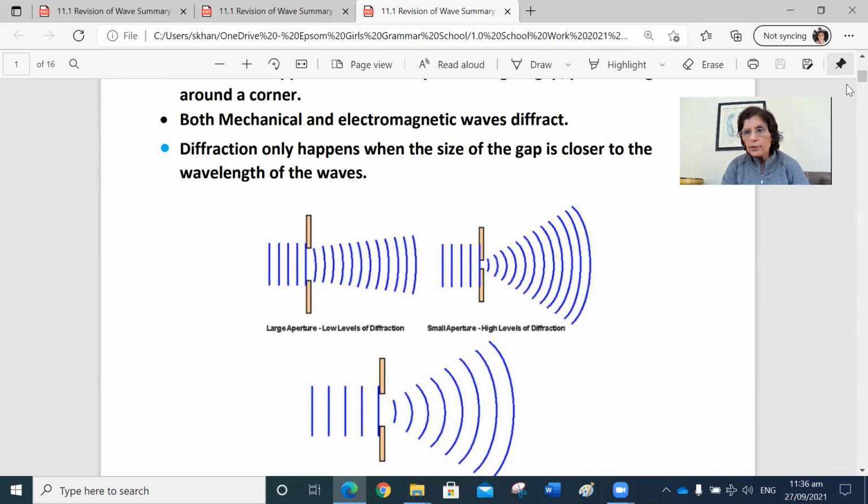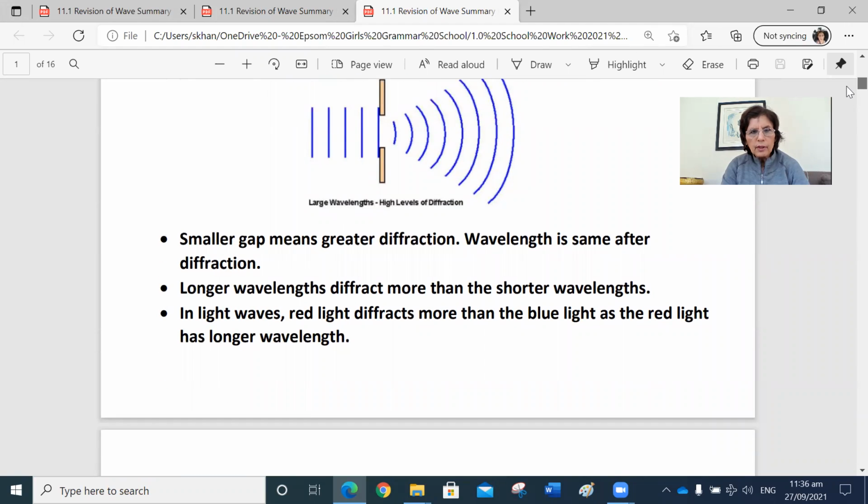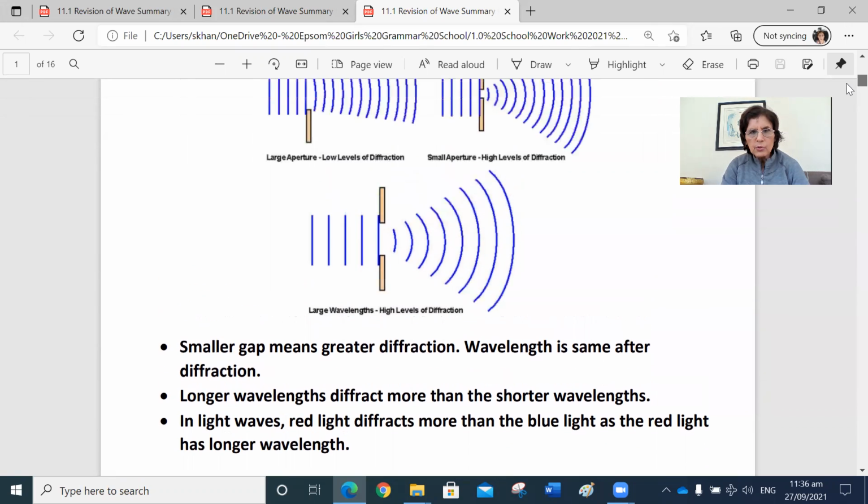So in summary, diffraction depends on the wavelength, and it also depends on the size of the gap. Diffraction happens in all different types of waves, whether they are mechanical waves like water waves, or electromagnetic waves like light waves or radio waves. If you compare light waves, blue light has a shorter wavelength and red light has a longer wavelength. So red light will diffract more as compared to blue light.